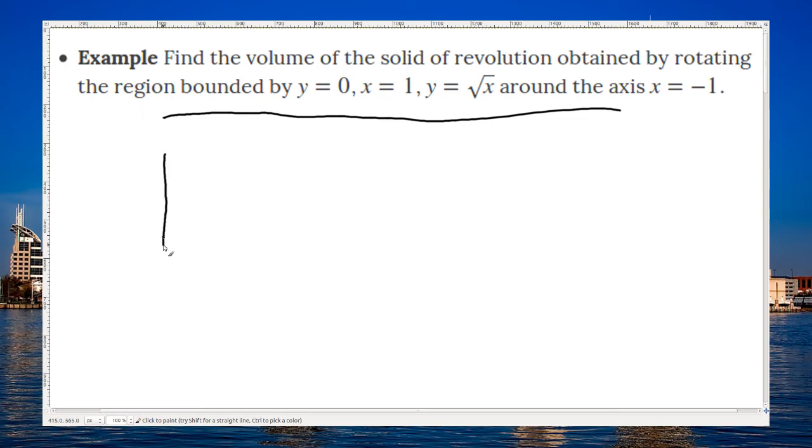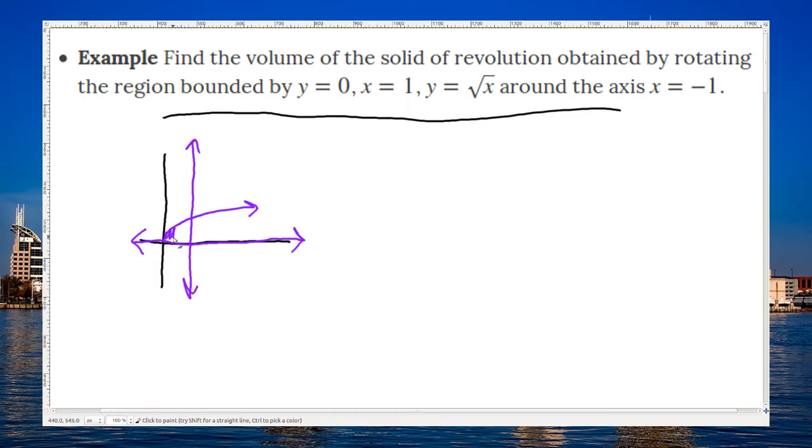So I'll start by, in the xy plane, I'll draw y is equal to 0. So y is equal to 0 is just the x-axis. X is equal to 1 is this vertical line here. Y equals the square root of x is a sideways half parabola.